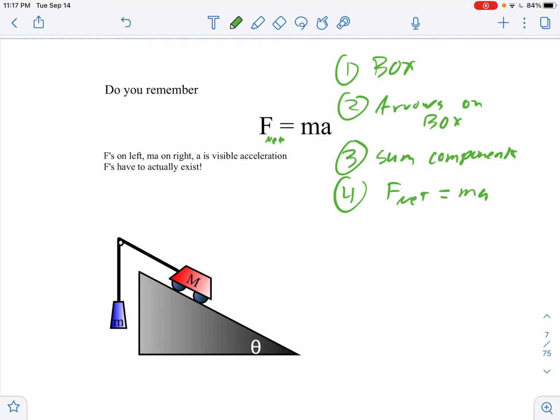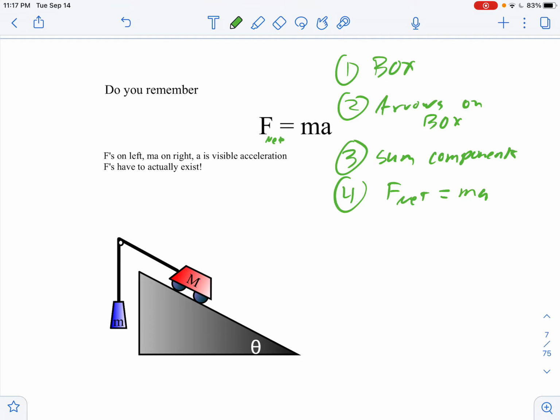This acceleration, that's the effect. The thing speeds up, the thing slows down, the thing changes direction. We've got to have that visible acceleration. And then these forces, they've actually got to be real forces. So we have things like normal force and tension force and friction force and gravitational force.